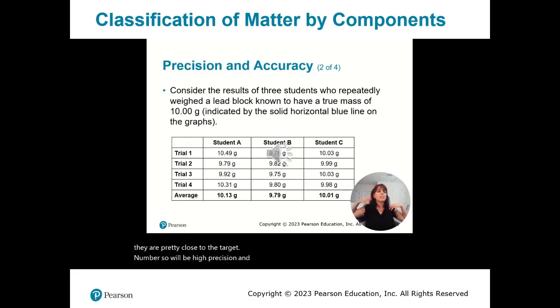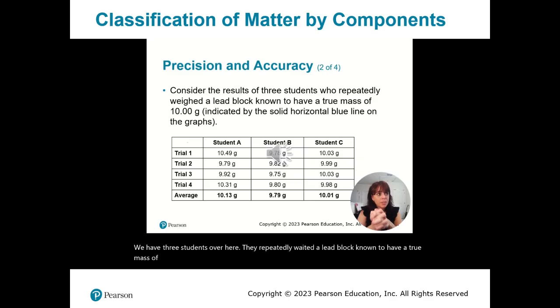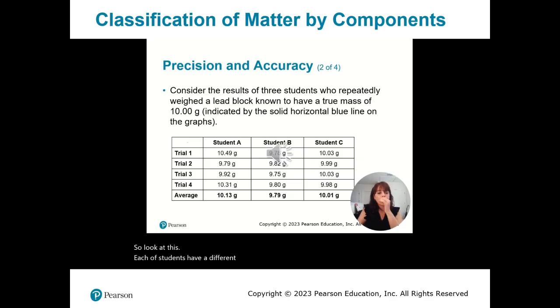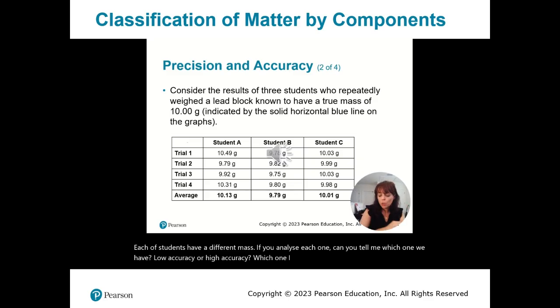Let's work with the numbers because this is what you're going to do in class, right? So look at those results over here. Student A, student B, student C. We have 3 students over here. They repeatedly weighed a lead block known to have a true mass of 10.00 grams. Each of the students has a different mass. If you analyze each one, can you tell me which one has low accuracy or high accuracy, which one has a high precision or low precision?